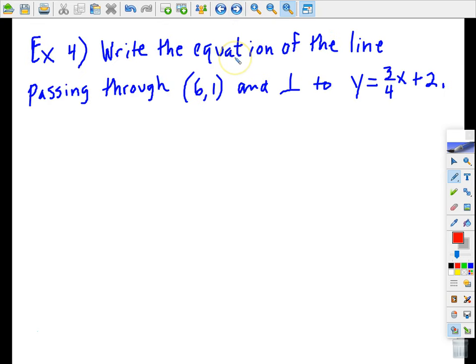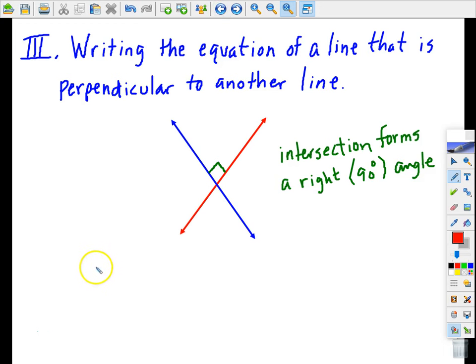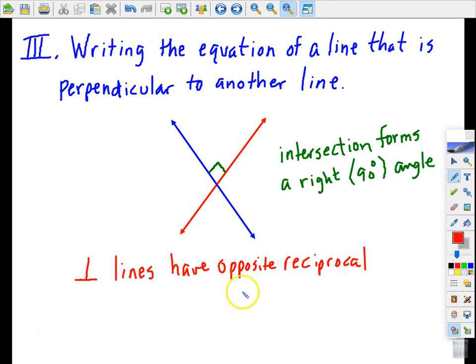So, what about slopes and perpendicular lines? Well, the thing about perpendicular lines, and here's my symbol that you'll see for perpendicular. Perpendicular lines have what we call opposite, reciprocal slopes.